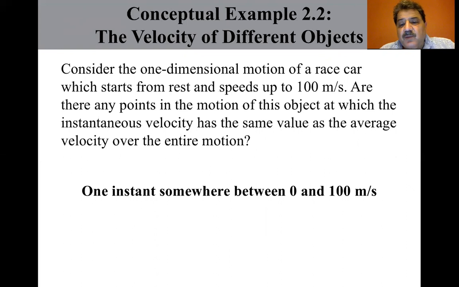At some instant, somewhere between 0 and 100 meters per second. The car's average velocity cannot be evaluated unambiguously with the information given, but it must have some value between 0 and 100 meters per second, because the car will have every instantaneous velocity between 0 and 100 meters per second, and sometime during the interval, there must be some instant at which the instantaneous velocity is equal to the average velocity over the entire motion.